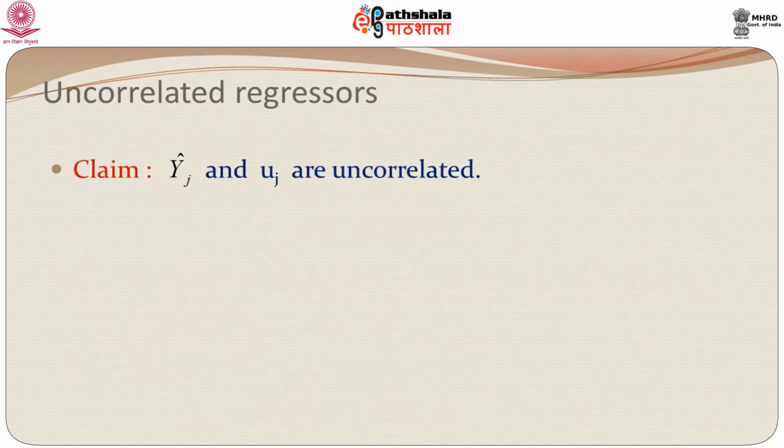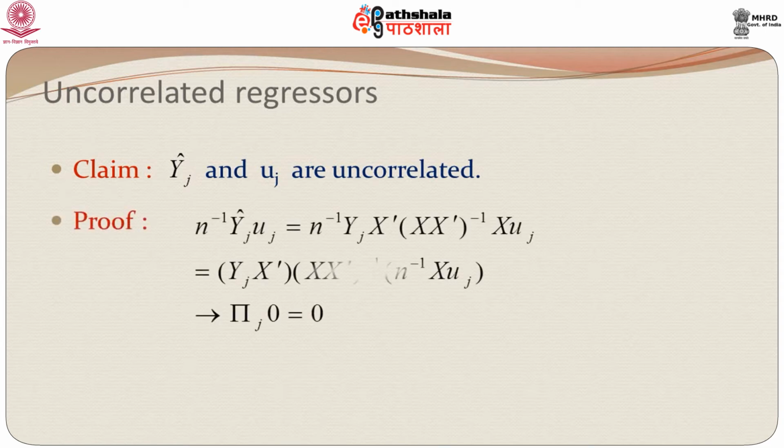Our claim is that unlike yj and uj, yj hat and uj are uncorrelated, and we will show how and why this happens. Look at n inverse yj hat uj, and we substitute yj hat here by what we have for yj, that is pi j hat x, and if we write out pi j hat, it becomes yj x prime (x x prime) inverse x into uj.